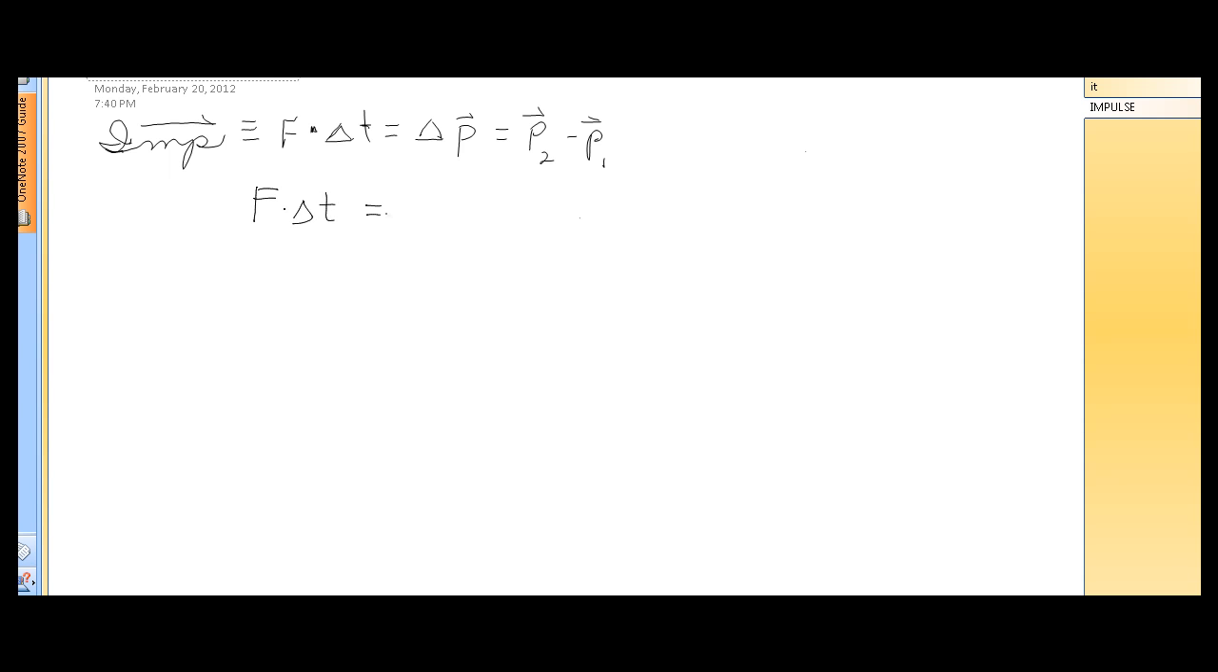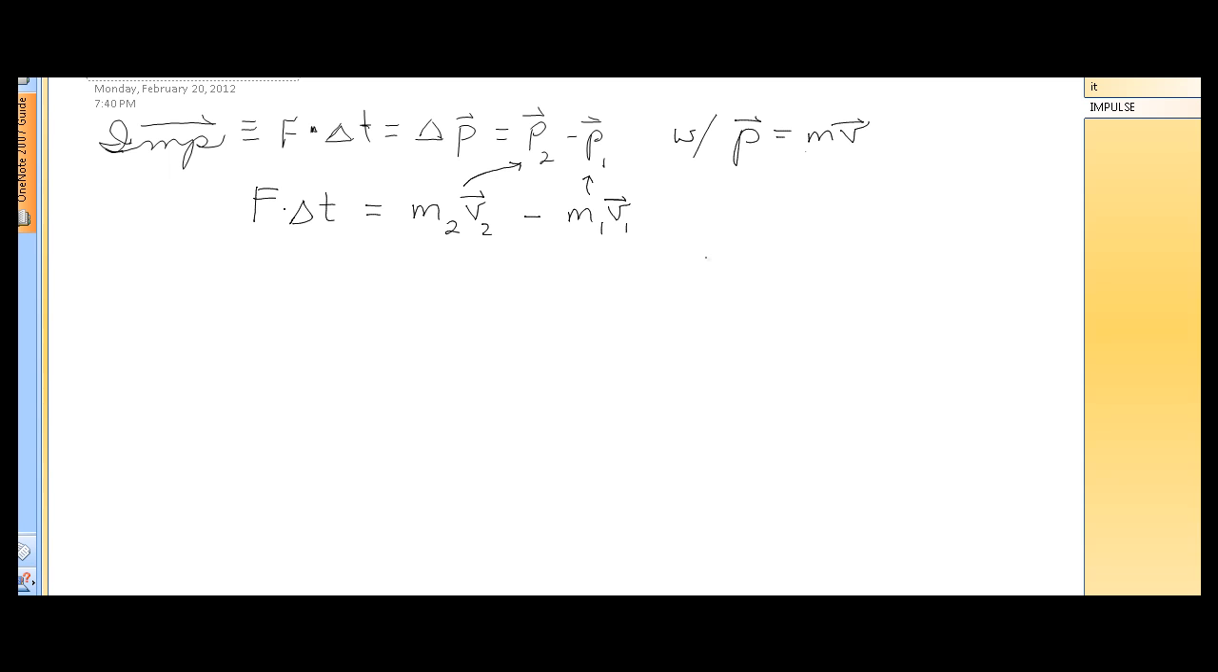expand the P2 using the fact that momentum equals mass times velocity. So I'm going to take the mass of the object at time 2 times the velocity of the object at time 2, which would give us the momentum at time 2. And then I'll subtract the mass of the object at time 1 times the velocity of the object at time 1, which would give us the momentum of the object at time 1.